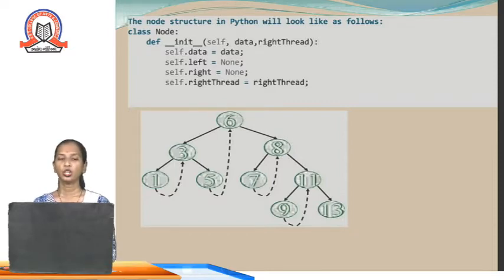To the root node, that is 6, there are two children, 3 and 8, and to the node 3 there are two children, left and right, that is 1 and 5. Similarly the leaf nodes are 9 and 13 for the child 11. Only the right pointers of 9, 7, 5, 1 are blank, and at that place the threads are storing information. So what is it storing? It is storing the successor information. So threads are created to store the information of a successor node.